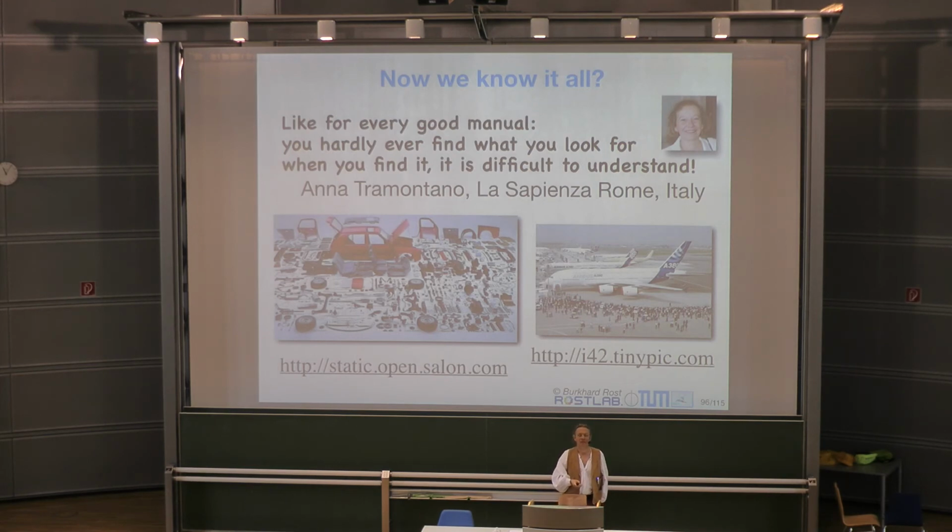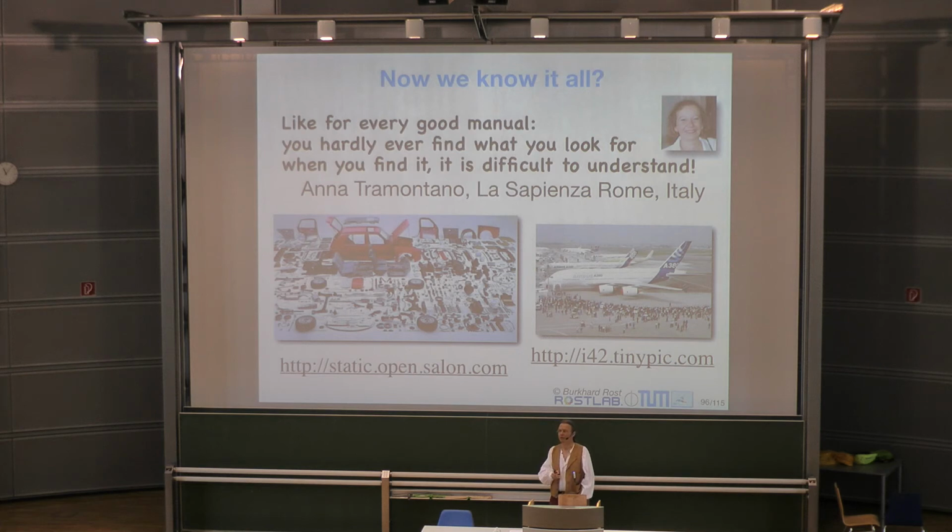Now we know it all, right? We have the entire human DNA, we have the entire genome. And Anna Tramontano said that for every good manual, either you never find what you're looking for, or if you actually find it, it doesn't help you because you don't understand it. The analogy here is this image: you take the car apart, or the A380, you take the plane apart into all its parts, and somebody tells you to put them together. And you have to do that without any manual that says how they come together. Nobody ever showed you how the cogs work, right? That's the situation in biology.